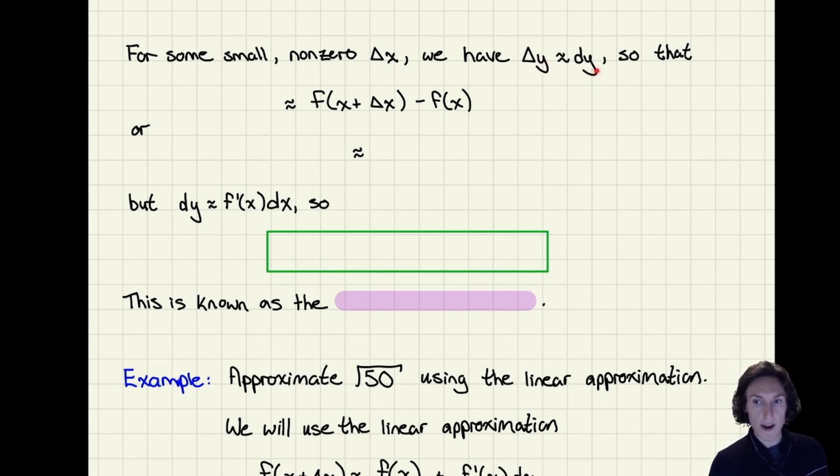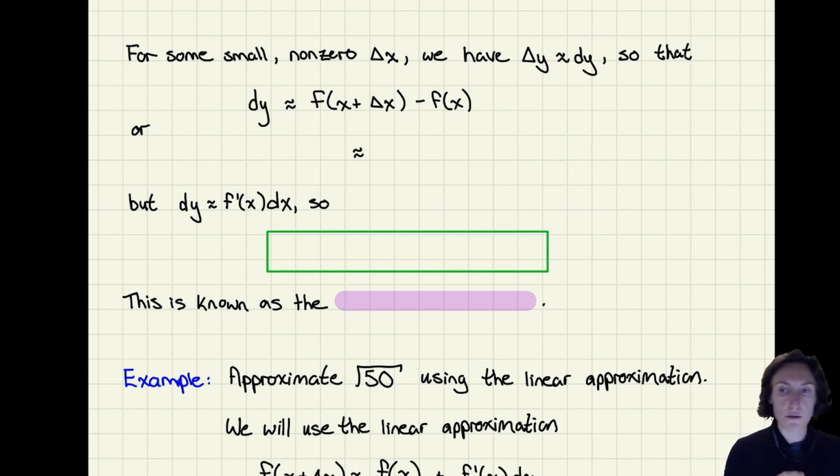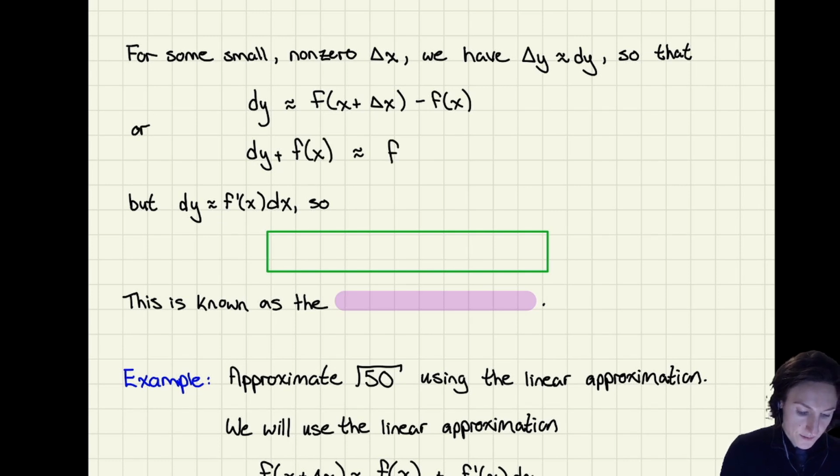Okay, so for some small but non-zero value of delta x, our change in y is approximately equal to this dy. Or in other words, if I want to isolate the f of x plus delta x, we can think about that specific term as being the change in y plus f of x, and that will give us this expression here.